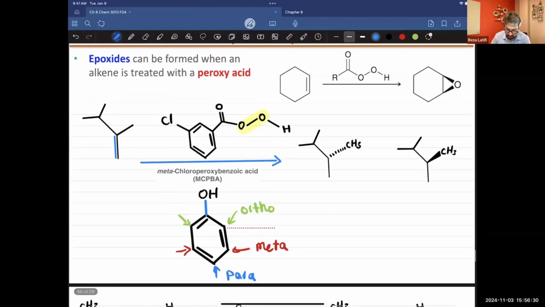And where is the chloride? The chloride is sitting in a meta position. This position is a meta position. And what's the functional group? This is going to be our functional group. So the correct name for it will be metachloroperoxybenzoic acid.